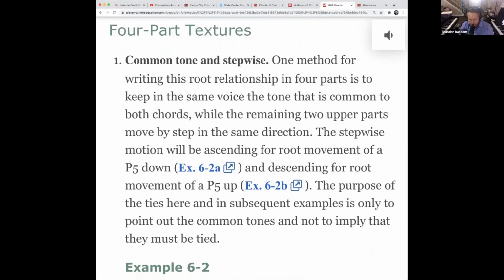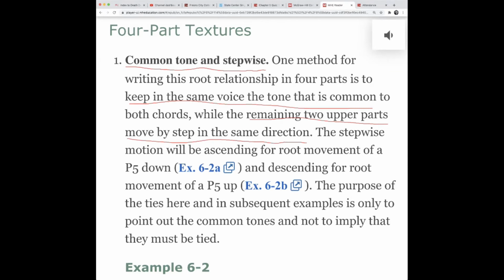Okay, so if we have 4-part textures, there are 3 ways for you to move from one chord to the next. Way number 1 is called common tone and stepwise motion. Everybody say that. Common tone and stepwise motion. Very nice. One method for writing this root relationship in 4 parts is to keep in the same voice the tone that is common to both chords, while the remaining 2 upper parts move by step in the same direction.